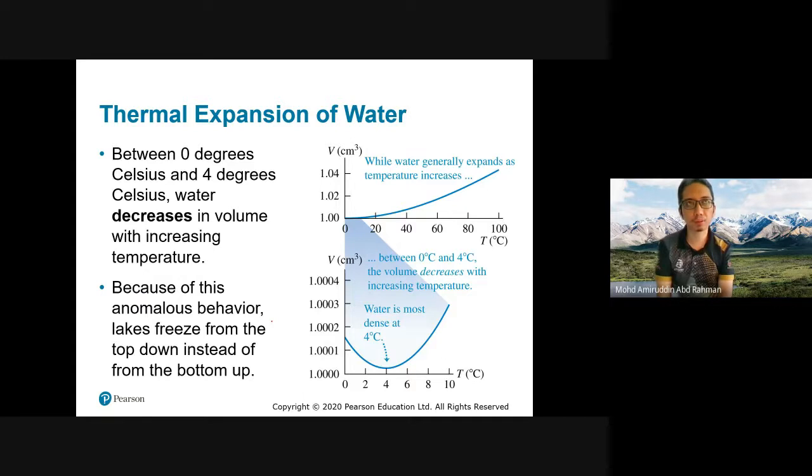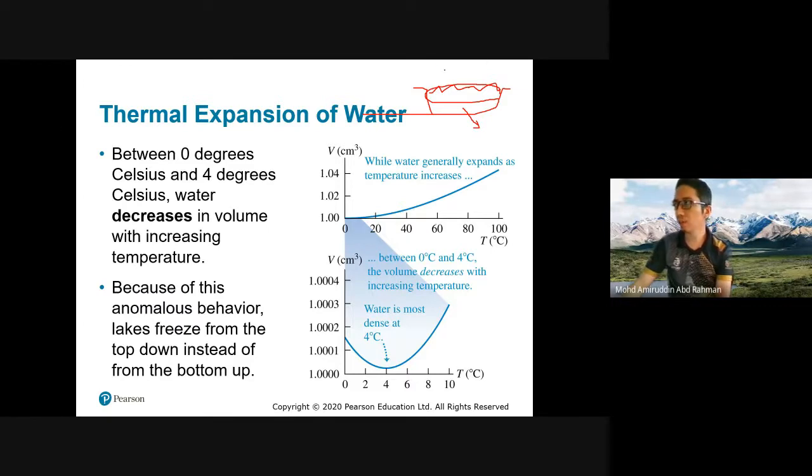So you can see it, all right? In the lake, so usually, this is the lake, for example. That's water. When there is a winter, of course, the top here will freeze first before it goes to the bottom, right? So the bottom here is not frozen. This is because of this effect. Between 0 and 4 degrees Celsius, water decreases in volume with increasing temperature.